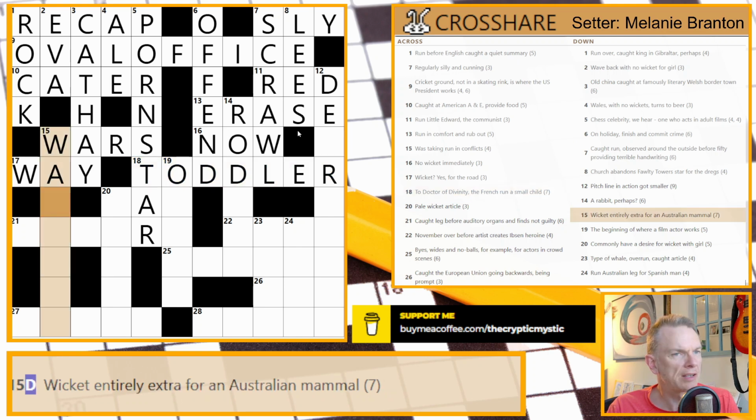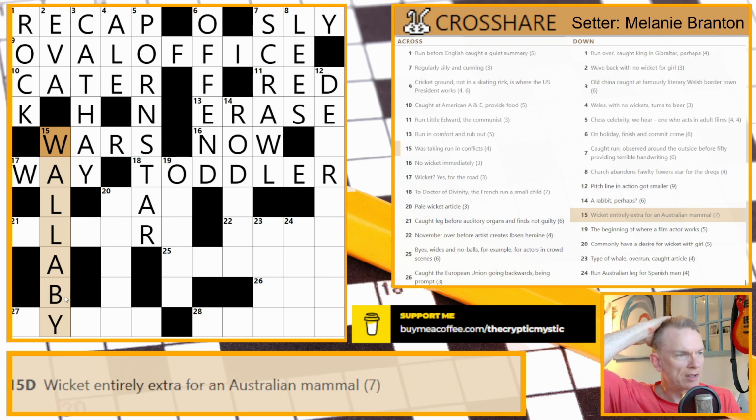Cool. 15 down. Wicket entirely extra for an Australian mammal. So we have wicket here. I'm trying to think of an Australian mammal. This is going to be the definition, because for usually is like a link word between the wordplay and the definition. So an Australian mammal is going to be a wallaby, isn't it? I think this is a wallaby. Now, how does that work? We have wicket is the W, entirely is all, and then extra. Okay, extra here is a bye.